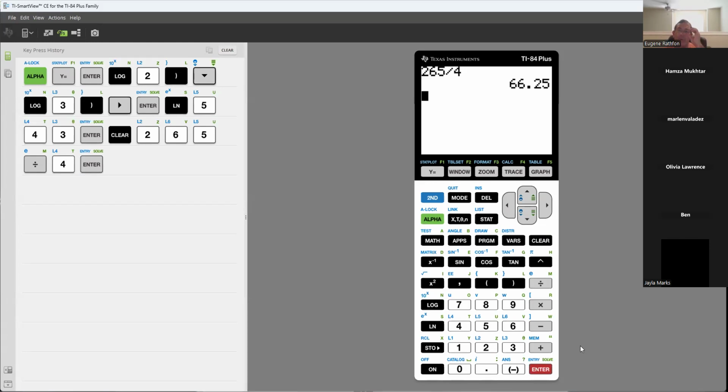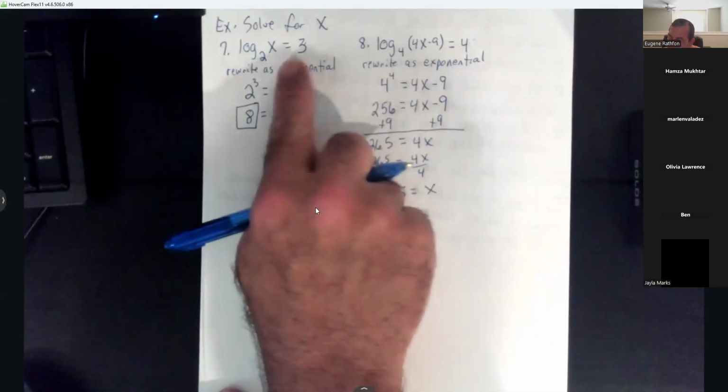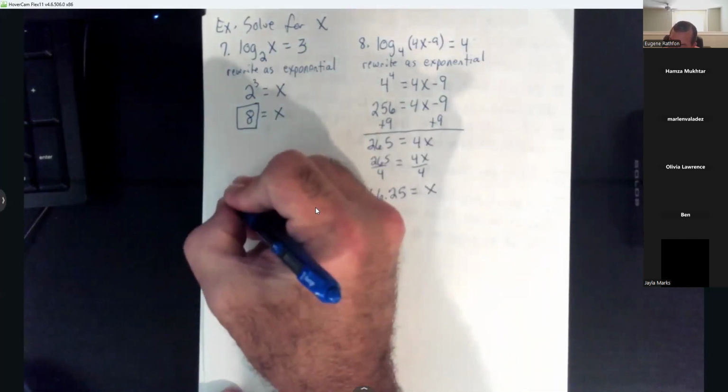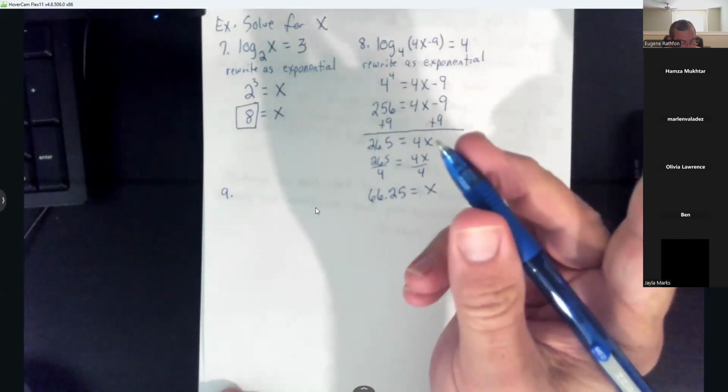All righty, so I guess they only want you to type fractions if they tell you to type fractions on them. So most of these look like they're only using decimal answers, okay? All right, y'all, so a single log equal to a number, I rewrote them as exponential. So let's move it on up now.